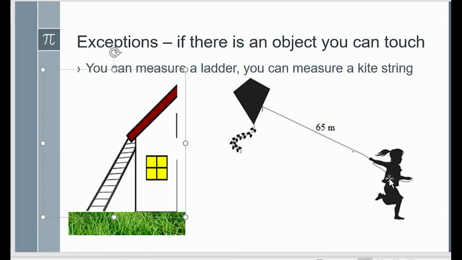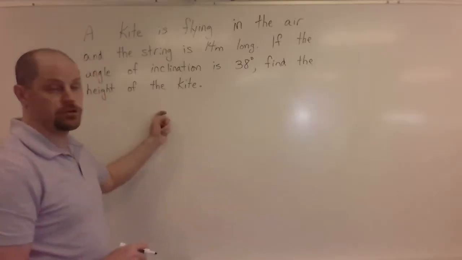The kite one, this is when it's actually hard to measure along the ground because we don't know where to stop. There's no physical object directly underneath the kite. So most of the time what they will give you is the hypotenuse. They'll tell you the length of the string. That's what you put down. So keep in mind, if you can touch it, you can measure it. You can always measure the angle, and we always measure from the ground. So find the horizontal line. Hope that helps.